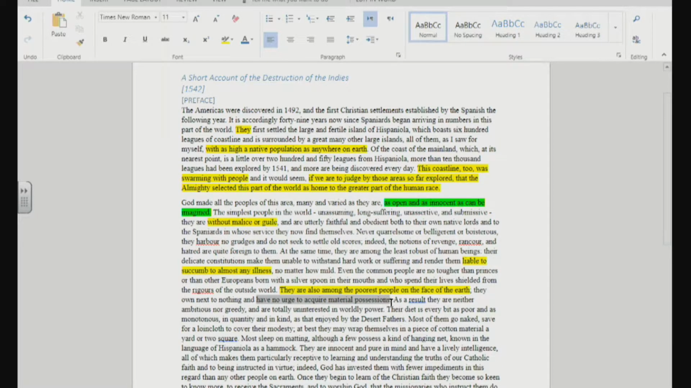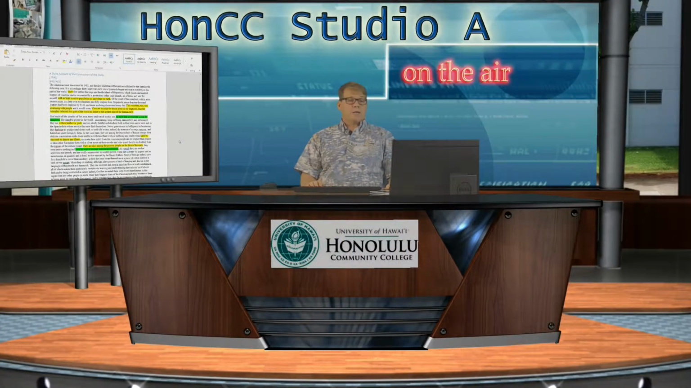This is, again, an interesting observation by de las Casas. No urge to acquire material possessions. He probably brings this up because it is in great contrast with the culture of Europeans who really are in America because of the urge to possess material possessions. They're looking for gold. If they don't find gold, they're looking for land, and they're looking for people, slaves, to work that land. So de las Casas has done some interesting things here.